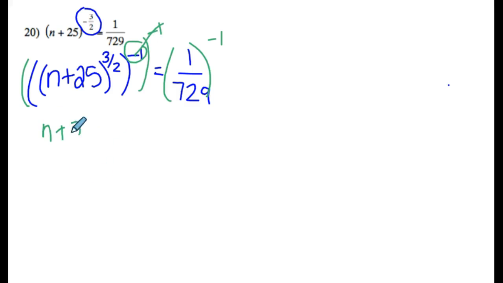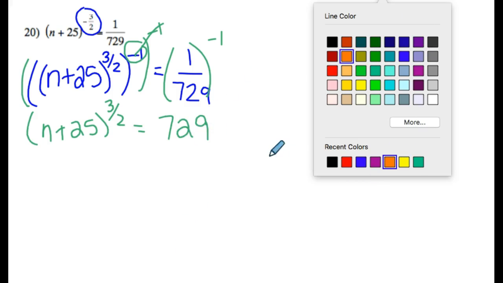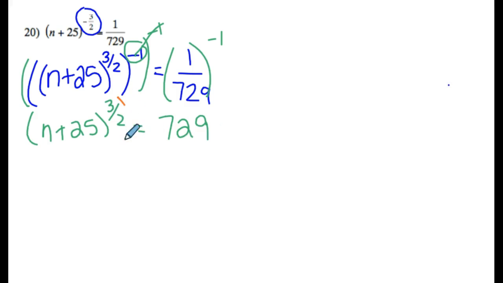I would get n plus 25 to the 3/2 power, and a fraction raised to a negative gives me my whole number. To get rid of a fractional exponent, I'm going to raise all of this to the reciprocal, which means I'm going to do the 2/3 power. So I'm going to go ahead and raise that to the 2/3 power.